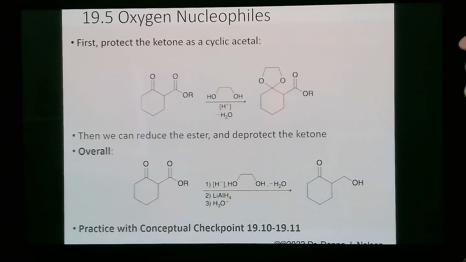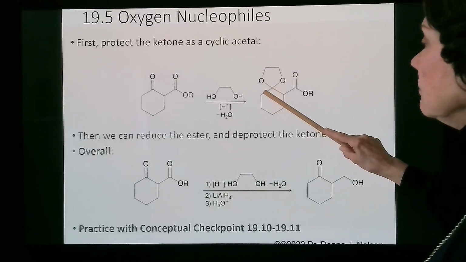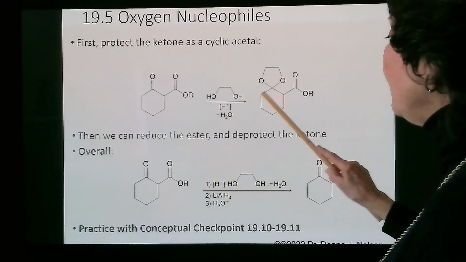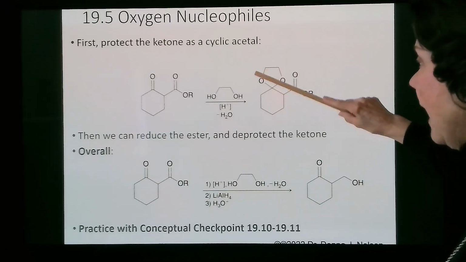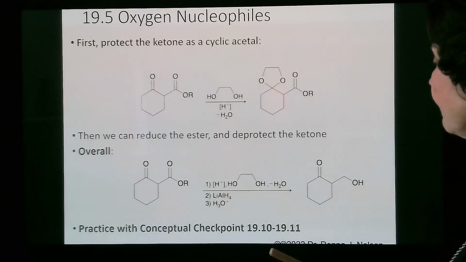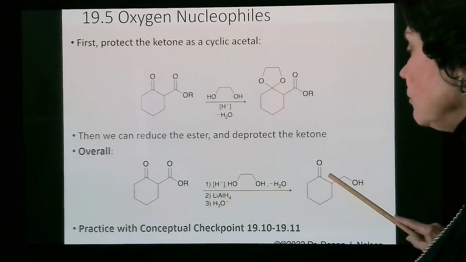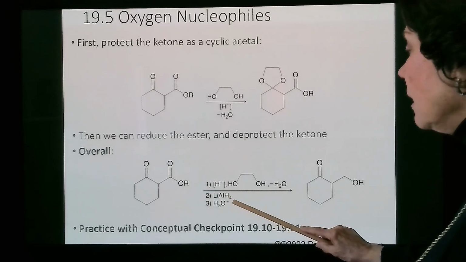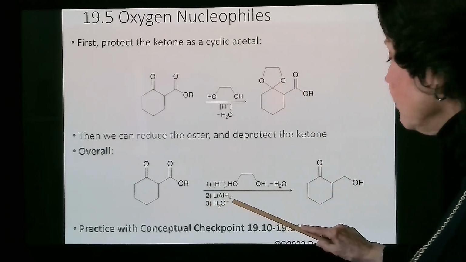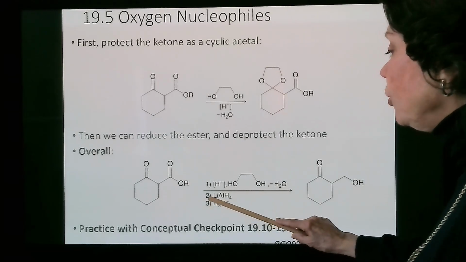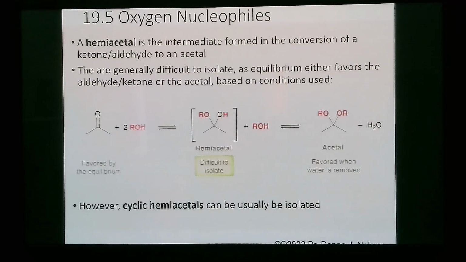And so you can practice with that. Here, now we see formation of the acetal, and then reduce the ester. The acetal will be left. And so then, after it is reduced, then you remove the acetal protecting group by just using some dilute acid.